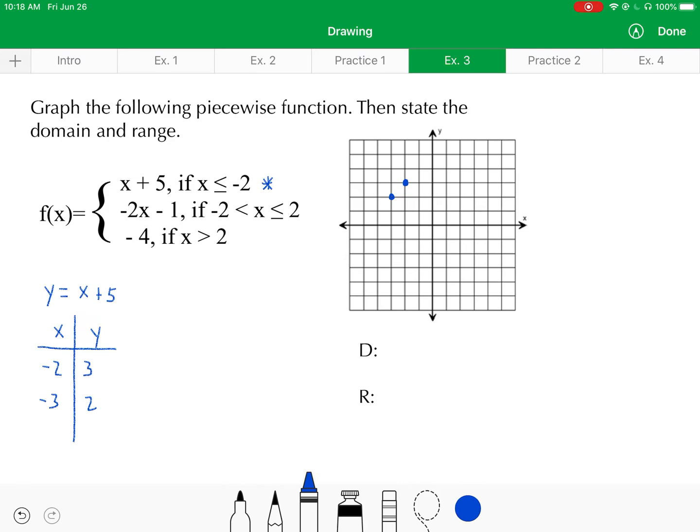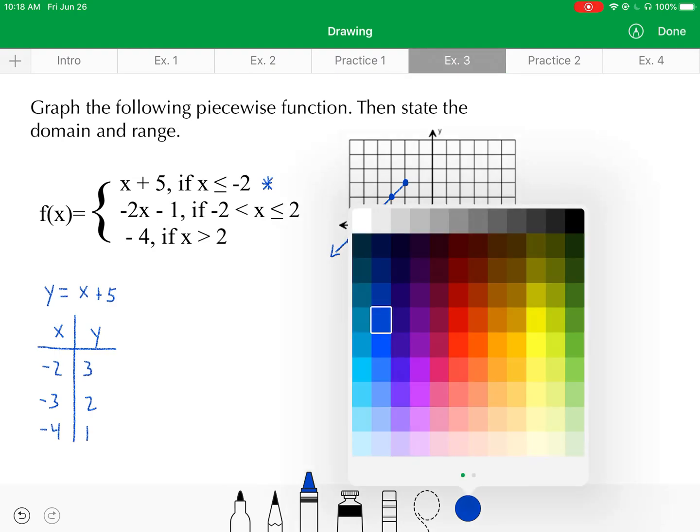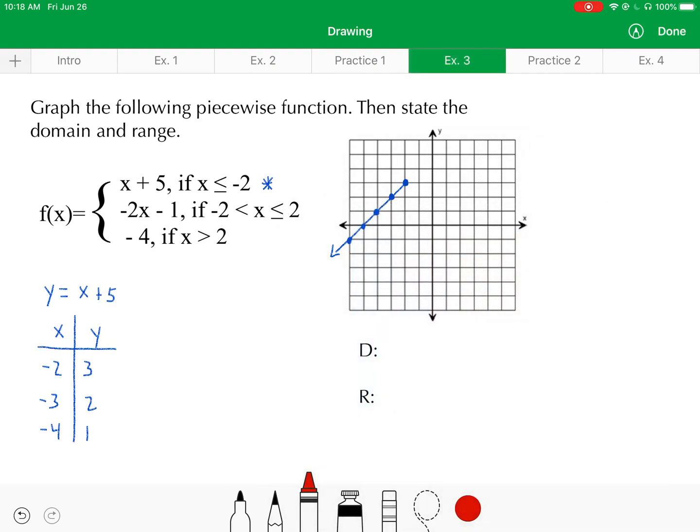And then how about one more value for x just for good measure, -4. -4 plus 5 results in 1. Okay, so then you can see the trend, right? You're going to keep continuing down 1 and left 1. And this would be the first piece of this graph. Okay. All right, next I will do the middle piece in red.